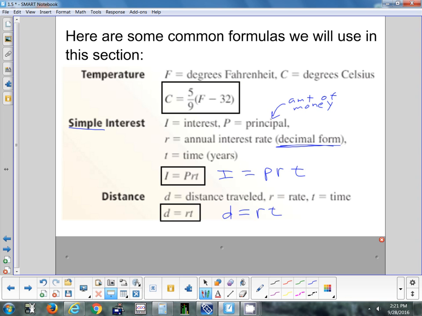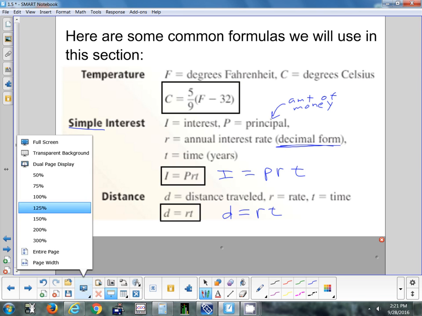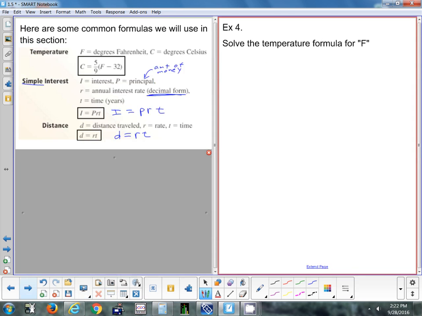What we're going to do is take one of these formulas and rearrange it and solve it for a different letter. Okay? And that's actually our next example. We're going to take the temperature formula and solve it for F. So you want to do maybe 5 and 6, Mr. Roy? And I'll do 4.